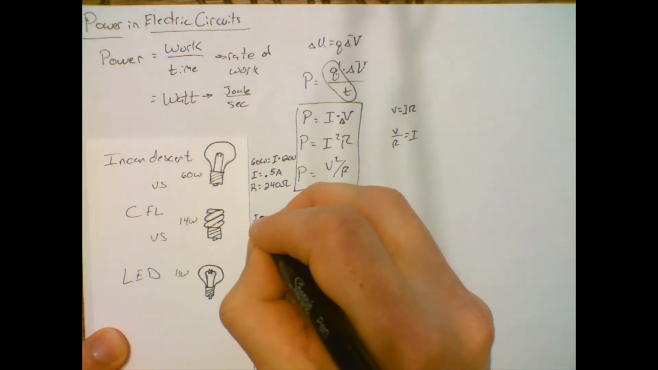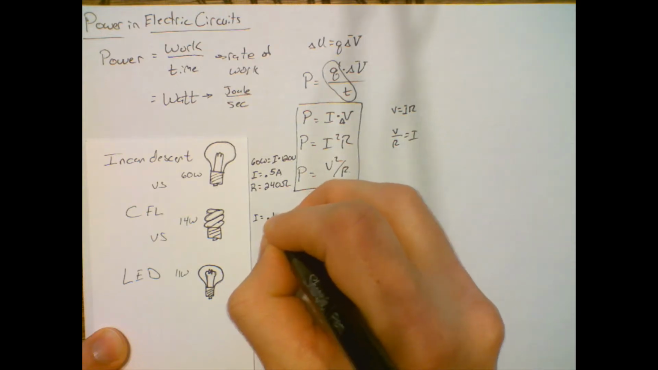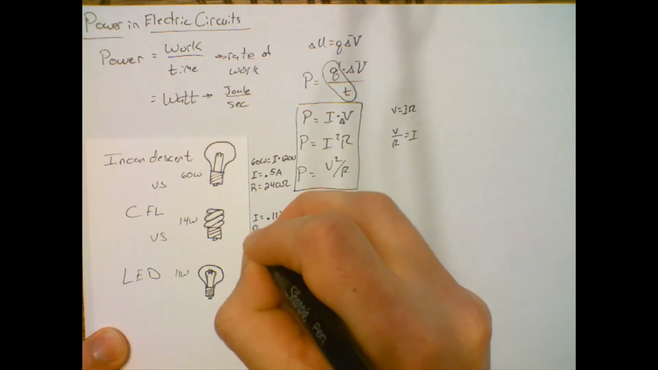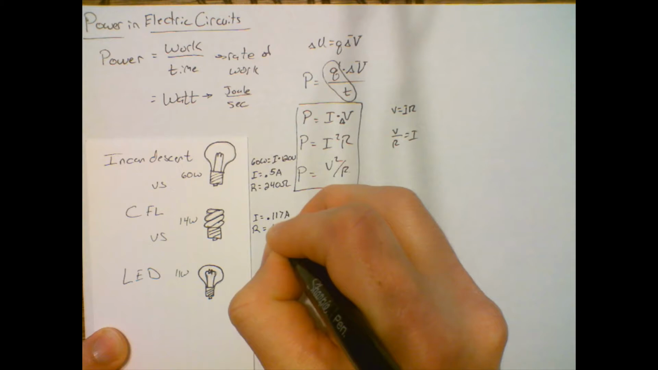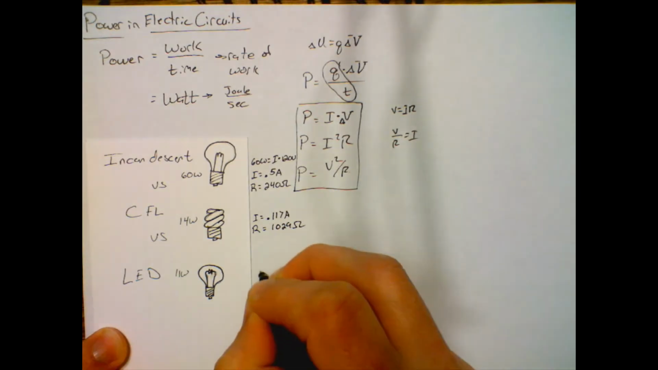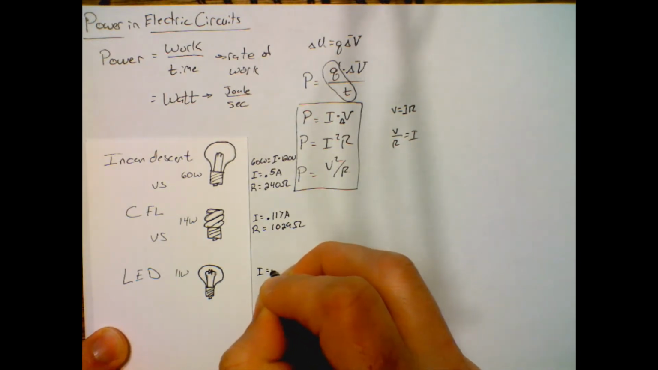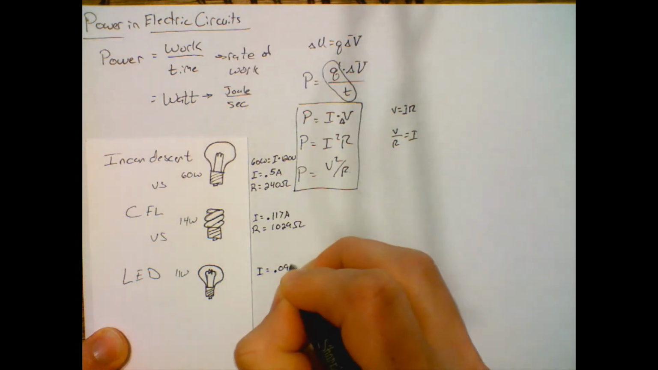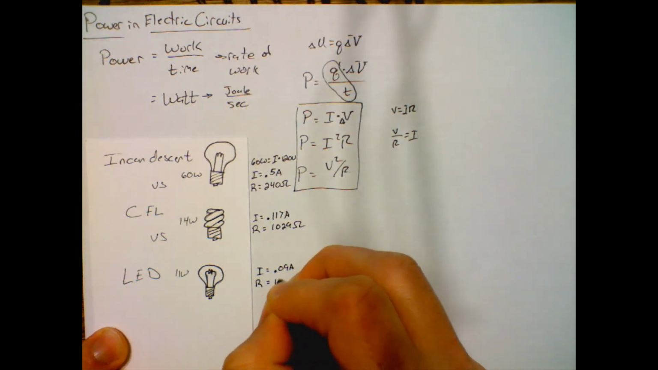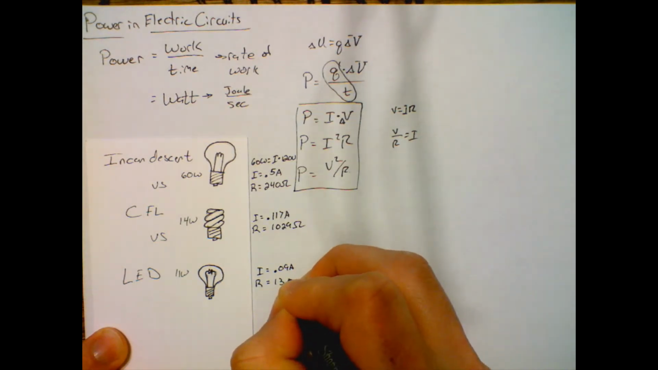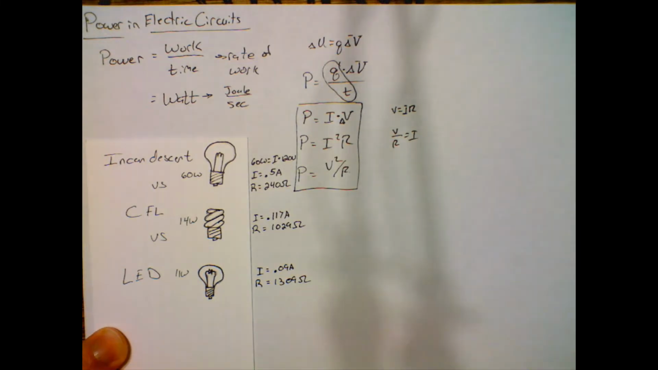I end up with I is 0.117 amps with a resistance of 1029 ohms. And I end up with I is 0.092 amps with a resistance of 1309 ohms. Something to think about.